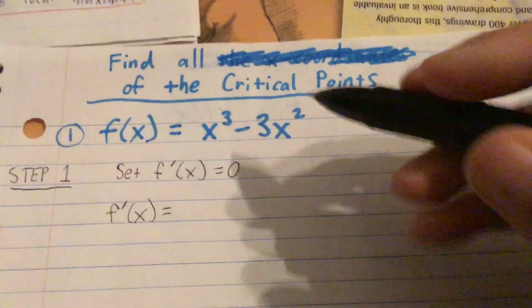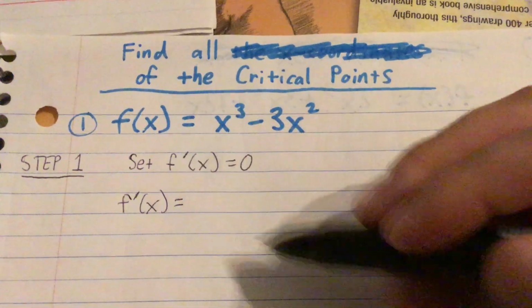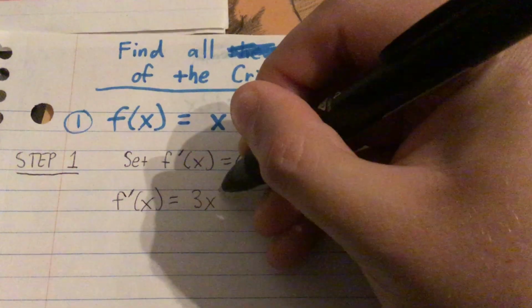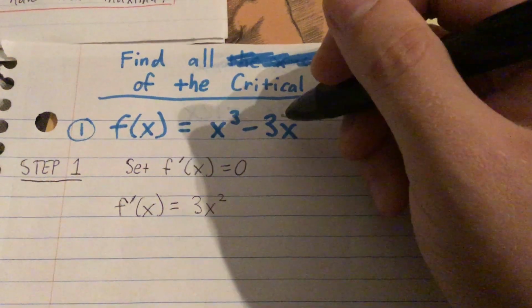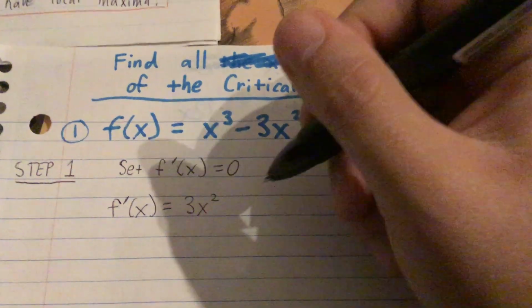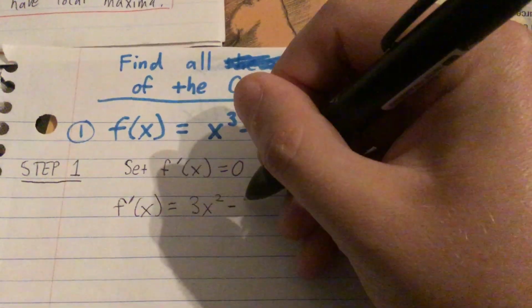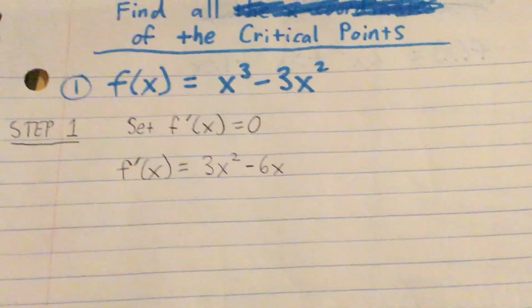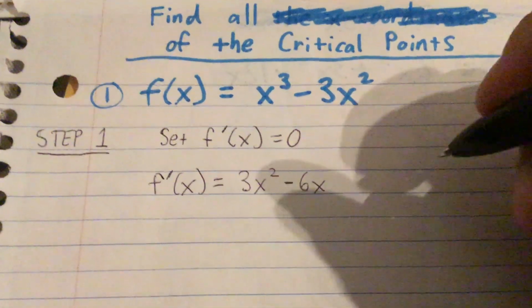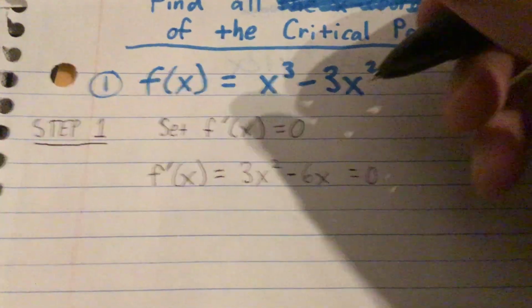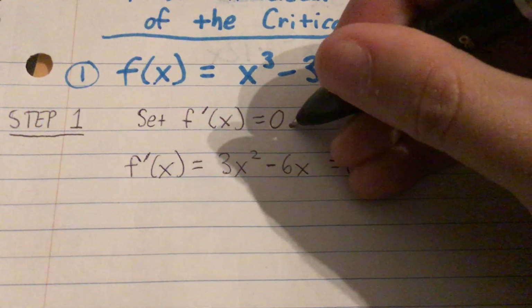I'm going to take the derivative with respect to x. The derivative of x cubed with respect to x is 3x squared, and the derivative of negative 3x squared is negative 6x. Okay? So now we have f prime of x. We're going to set it equal to 0, and then we're going to solve for x.